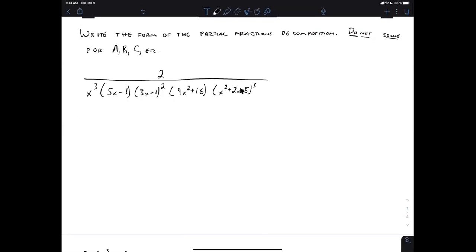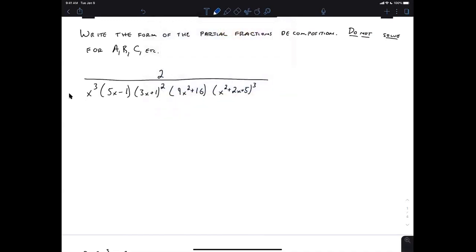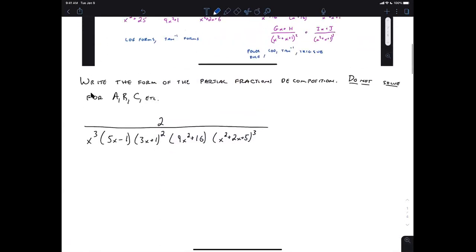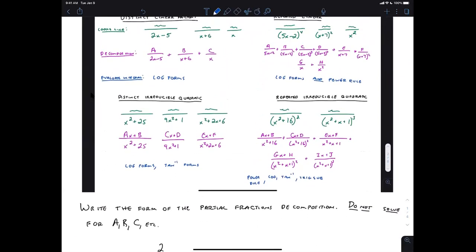How do you set that up for this? And so when we do that here, we treat x to the third as a repeated linear factor. We talked a little bit yesterday about when you have x squared or x to the third, we're going to look at it this way.